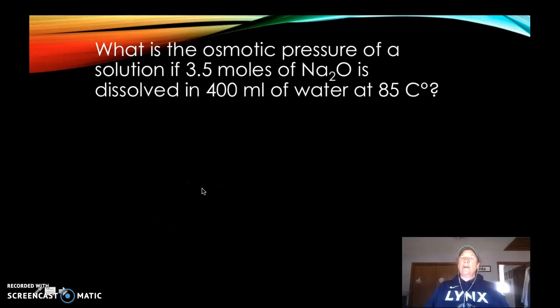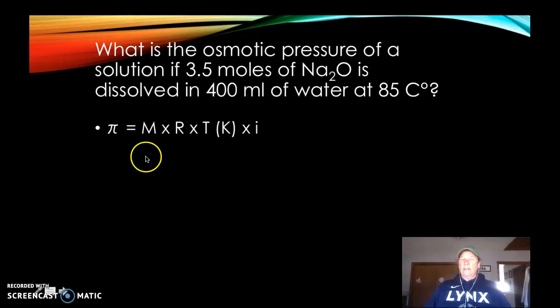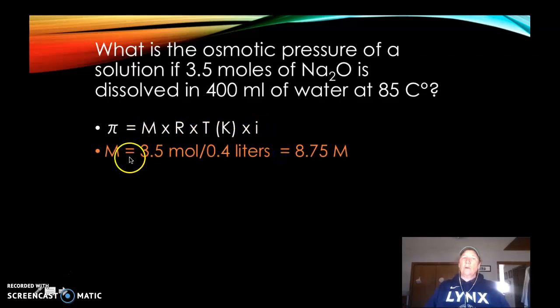Okay, osmotic pressure is another colligative property. When you're doing that, remember, there's a formula. It looks like pi, and that's osmotic pressure, which is molarity times the gas constant times the temperature in Kelvin times the number of particles. So first thing I'm going to do is find M, molarity. It says I have moles, 3.5, and my volume, 400 milliliters, 0.4 liters. So I get 8.75 for my molarity. That's a pretty strong solution.